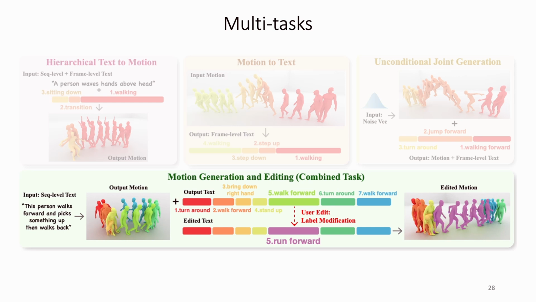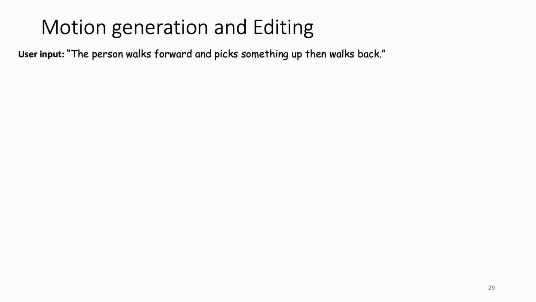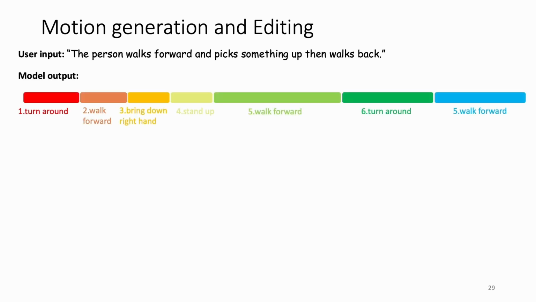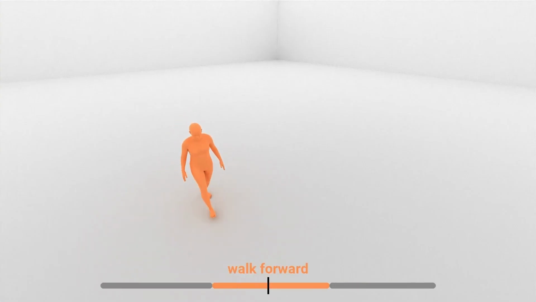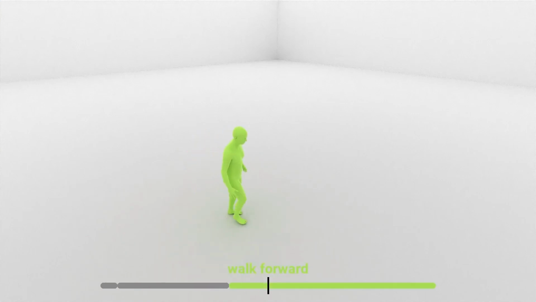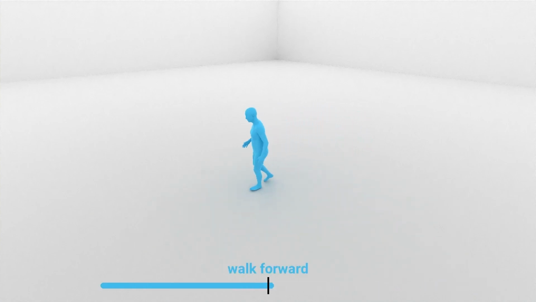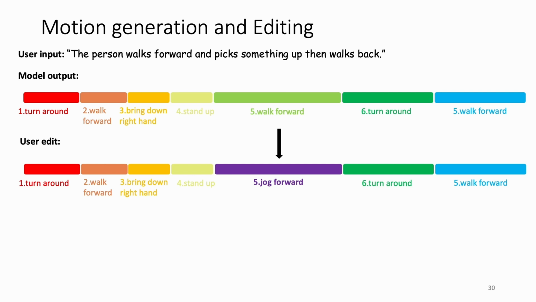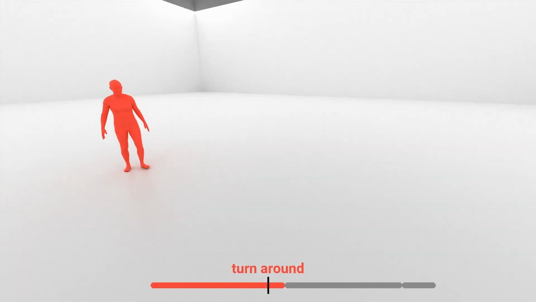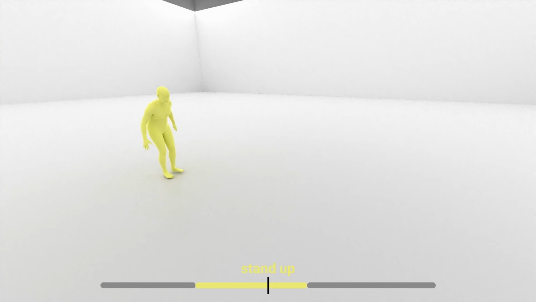By combining various tasks with our multitask model, we can further achieve applications such as motion generation with editing control. In this example, the first task is sequence-level motion generation. Given a text prompt, we can generate both the motion and the frame-level annotations. We can then perform editing tasks, such as replacing walk forward with jog forward. By conditioning on the updated frame-level text, the model can output the edited motion, replacing walking forward with jogging forward.